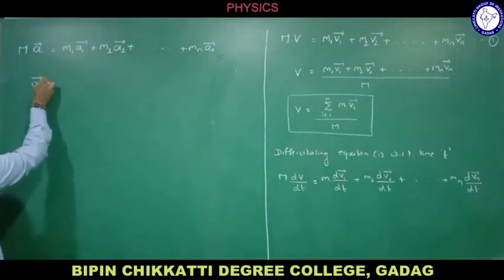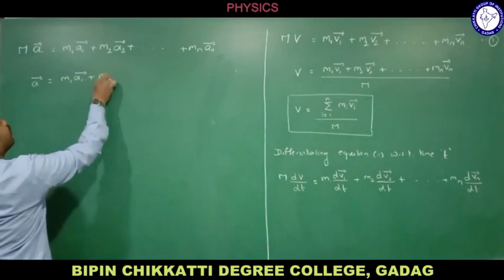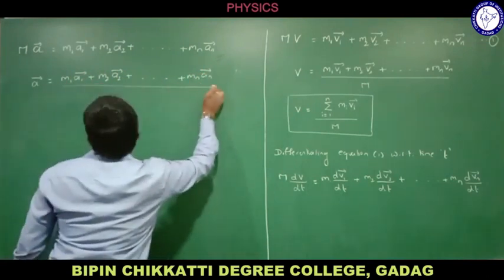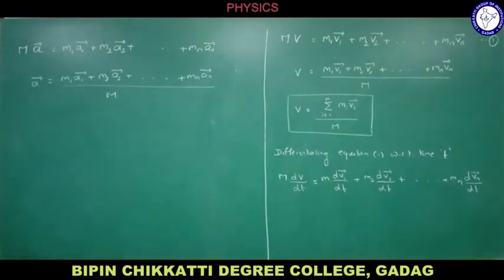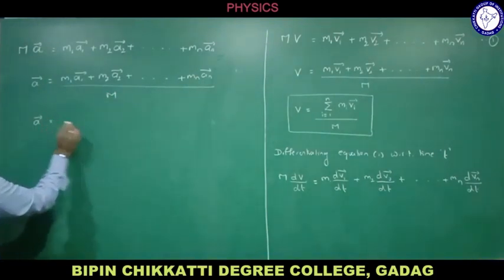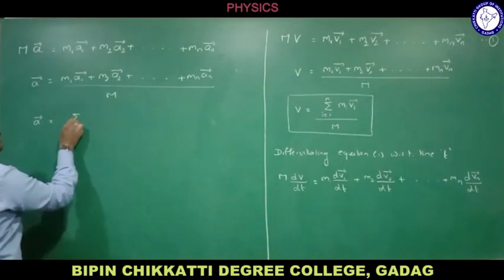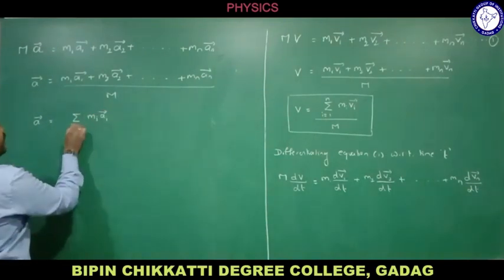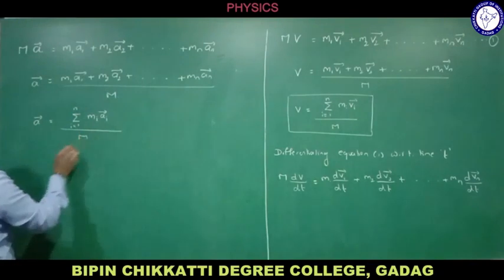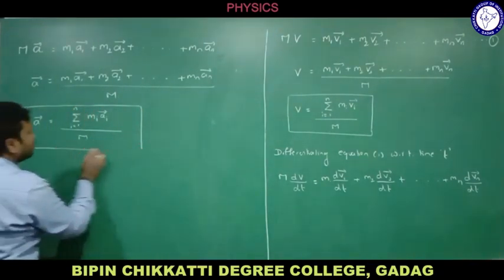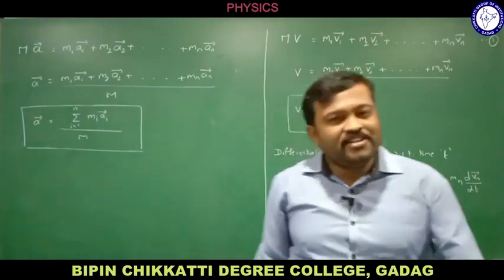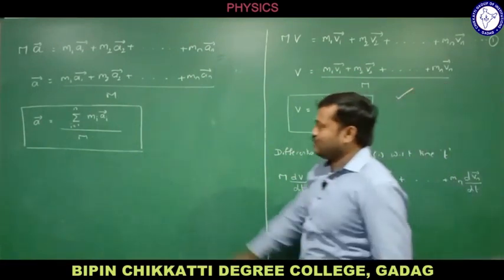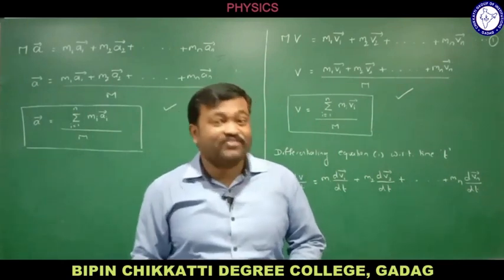Now what are we calculating? m1 a1 vector plus m2 a2 vector dot dot plus mn an vector whole divided by capital M. This can be written as a vector equal to, generally, the summation of mi ai vector, where i begins from 1 to n, whole divided by the mass of the system. This is the acceleration of the center of mass of the system of particles. So we got velocity as well as acceleration. This is the end of the derivation, right?